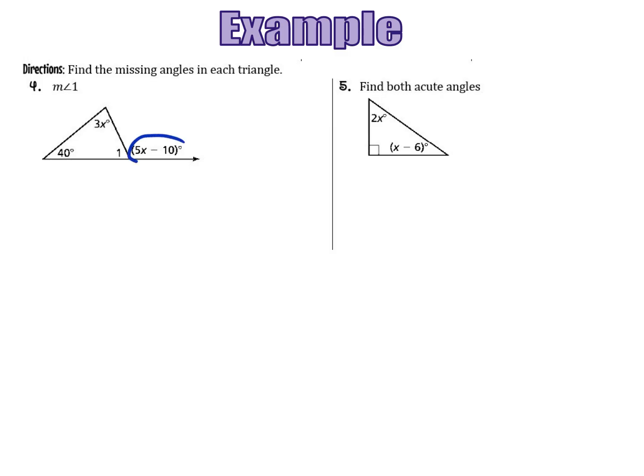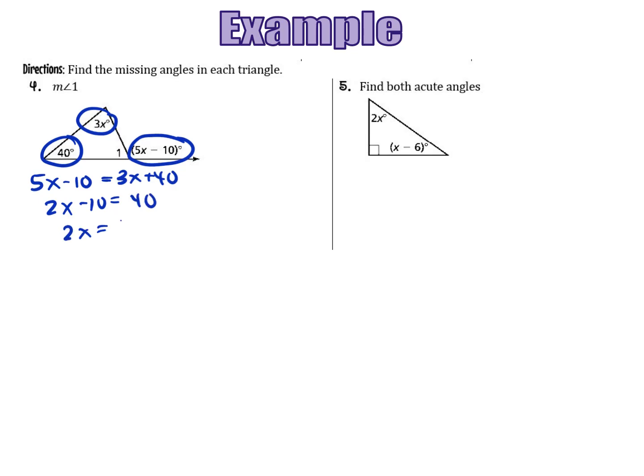We have an exterior angle that's going to equal the sum of the two non-touching, non-adjacent angles. So 5x minus 10 is going to equal 3x plus 40. If I subtract 3x on both sides, I'm going to get 2x minus 10 is 40. If I add 10 on both sides, 2x is 50, and x is equal to 25.